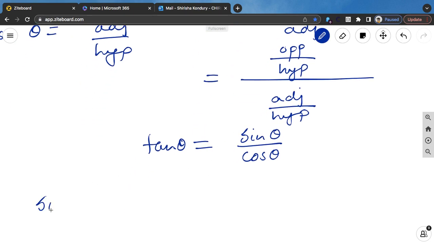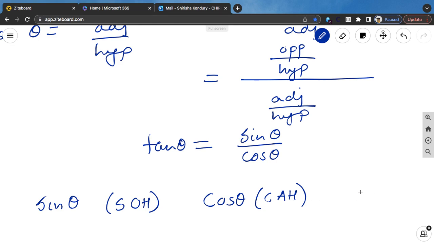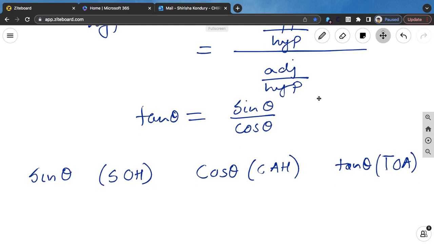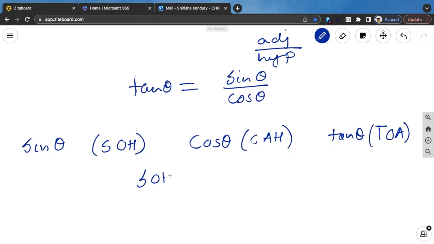Okay, so I have sine theta, which is opposite upon hypotenuse, I have cos theta, which is adjacent upon hypotenuse, and I have tan theta, which is opposite upon adjacent. So some people remember this as SOHCAHTOA: opposite upon hypotenuse, adjacent upon hypotenuse, and opposite upon adjacent. So these are our first 3 ratios defined.